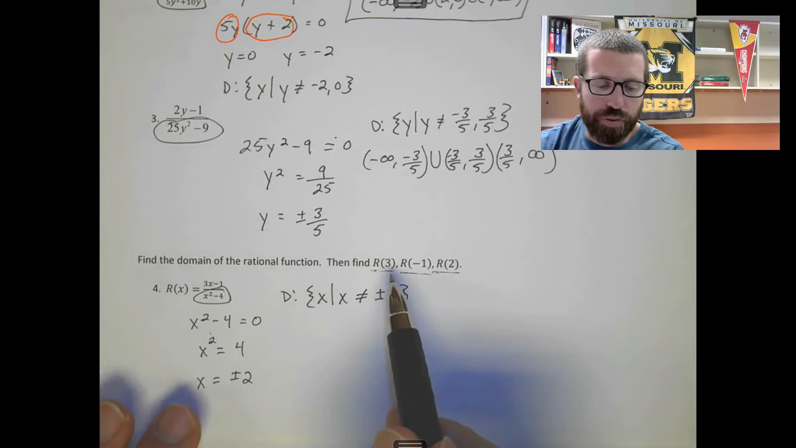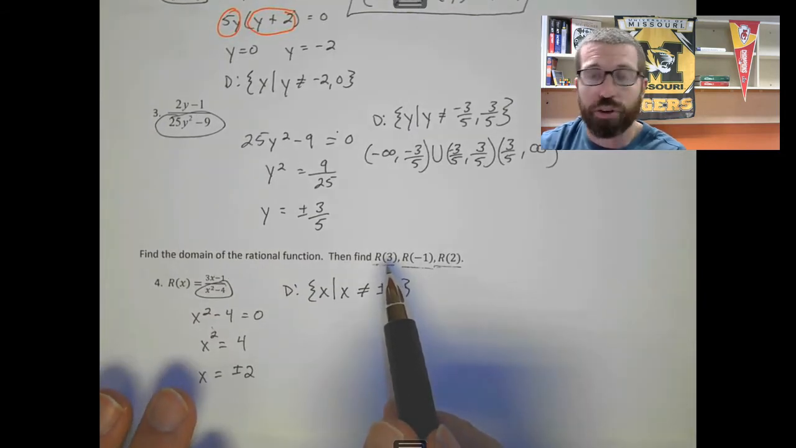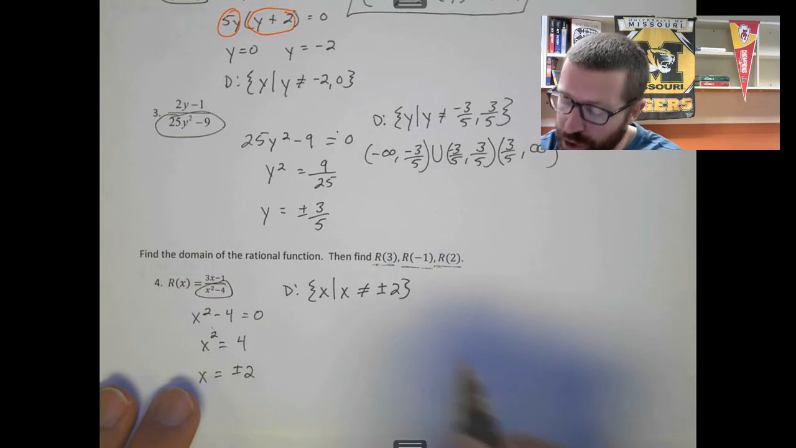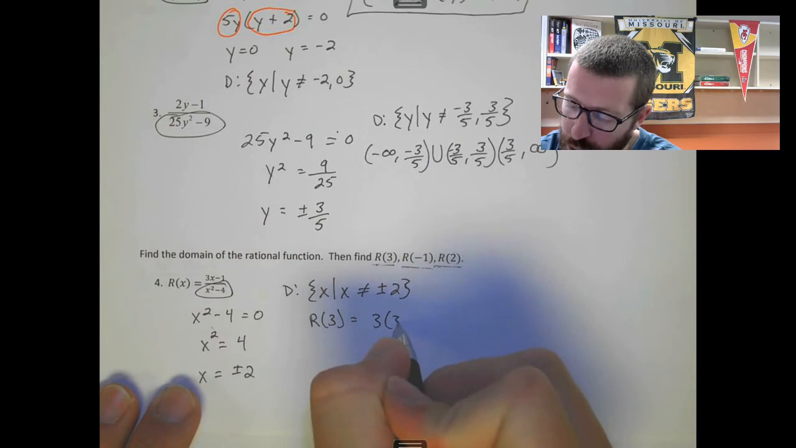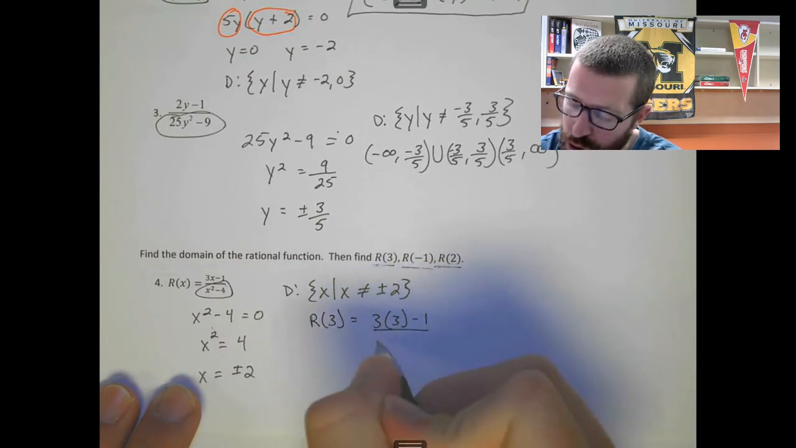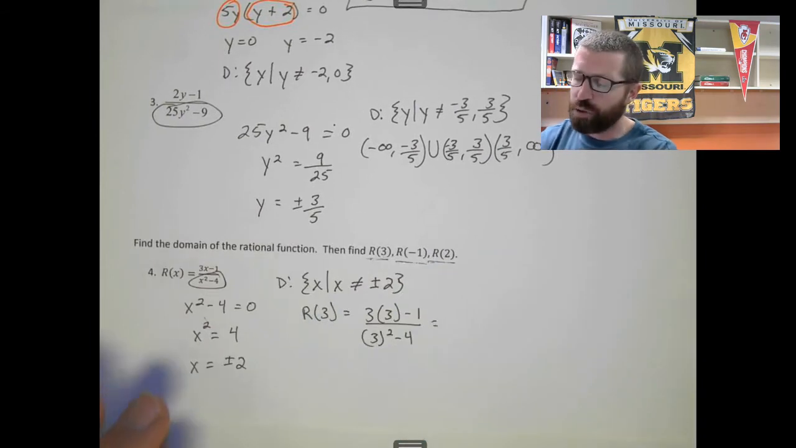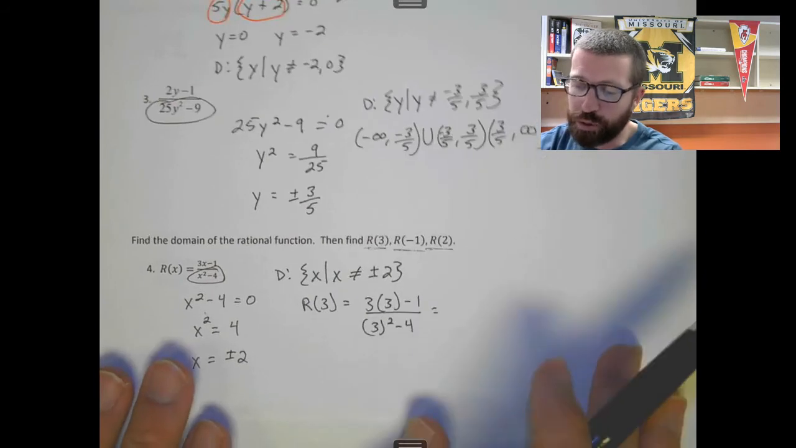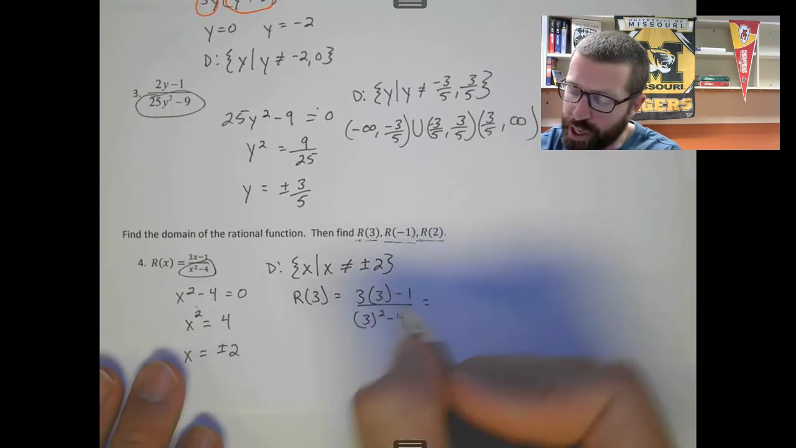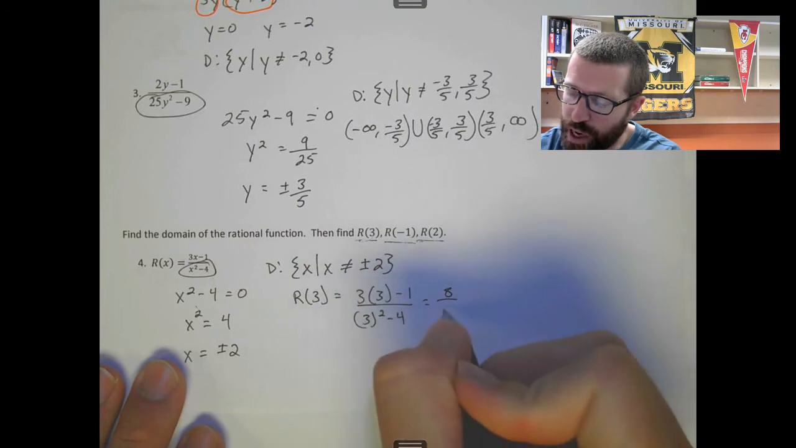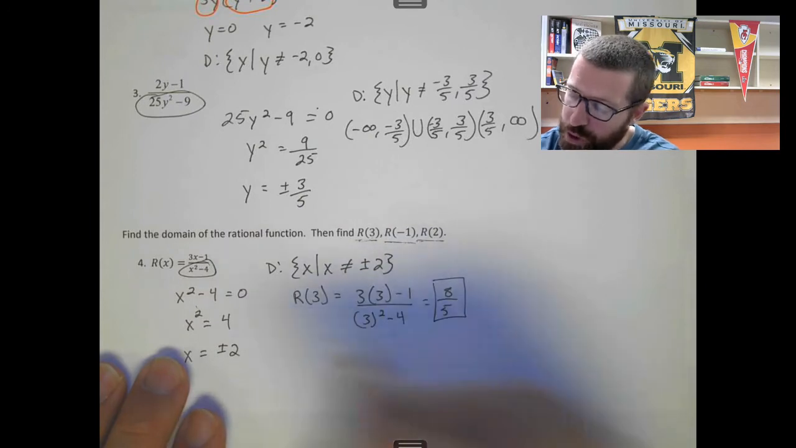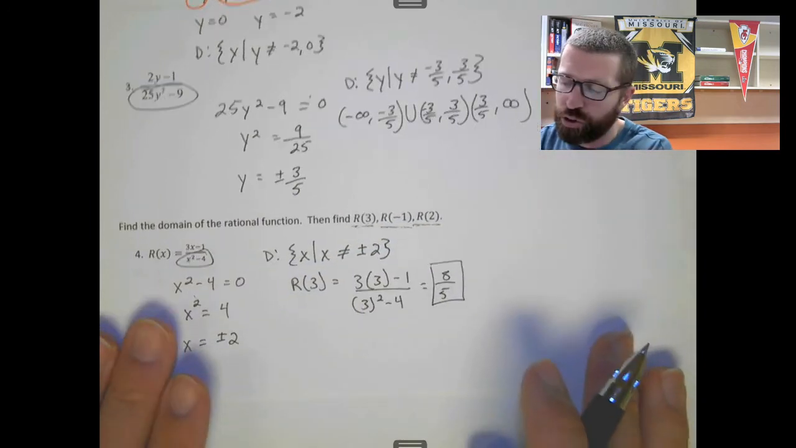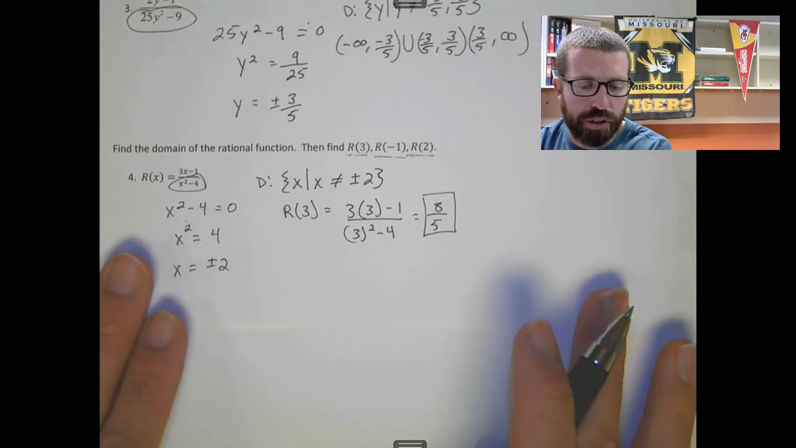Okay, and then to find these values, remember with function notation, just plug this number in for x. So r of 3 is equal to 3 times 3 minus 1 over 3 squared minus 4. And you can use a calculator if you want. I'm going to try to do these in my head and hopefully not make a mistake on this video. But so we get 8 on top and then 5 on bottom. And that's reduced. R of negative 1, watch your signs here. Let me move this up a little bit.